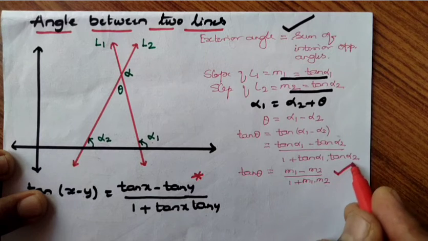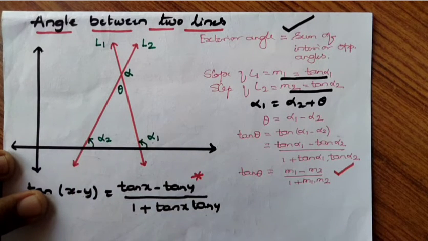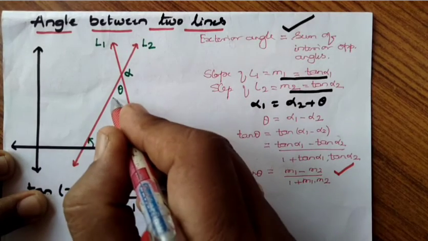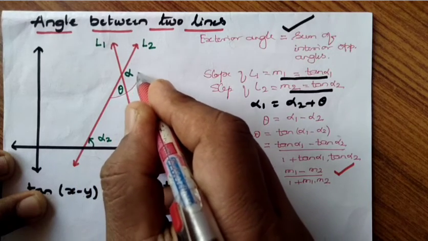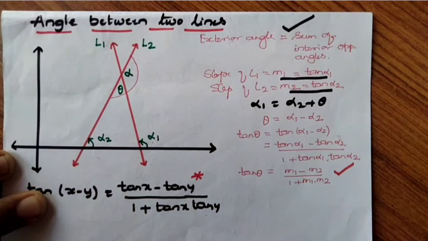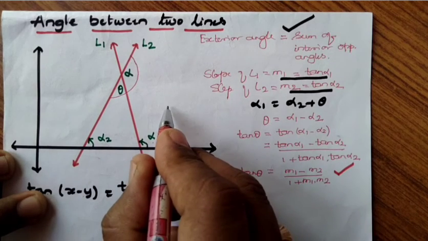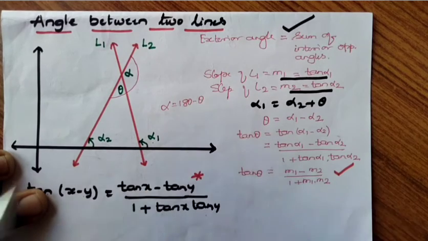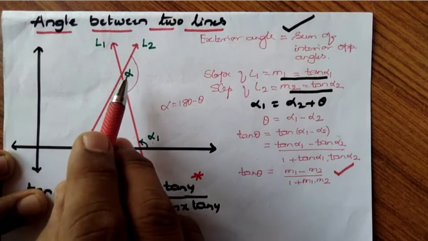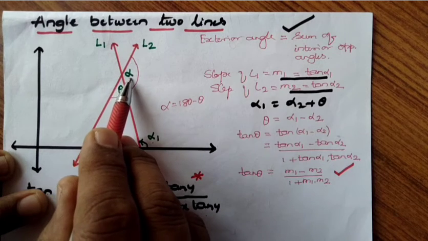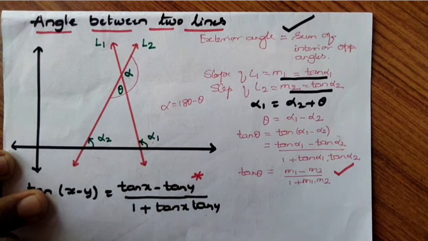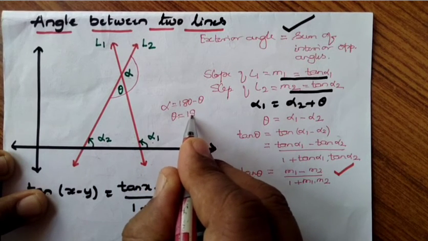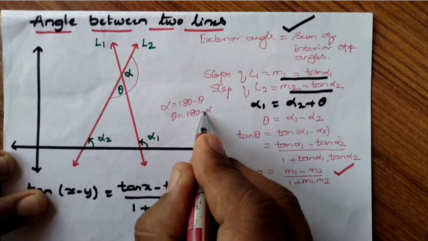Here this is the angle between these two lines. Here alpha is also an angle between the two lines. Yes or no? Here the angle on a straight line is equal to 180 degrees. So clearly what will be alpha? Here alpha equals 180 minus theta. Yes or no? Alpha is equal to 180 minus theta, or we can write it as theta is equal to 180 minus alpha.